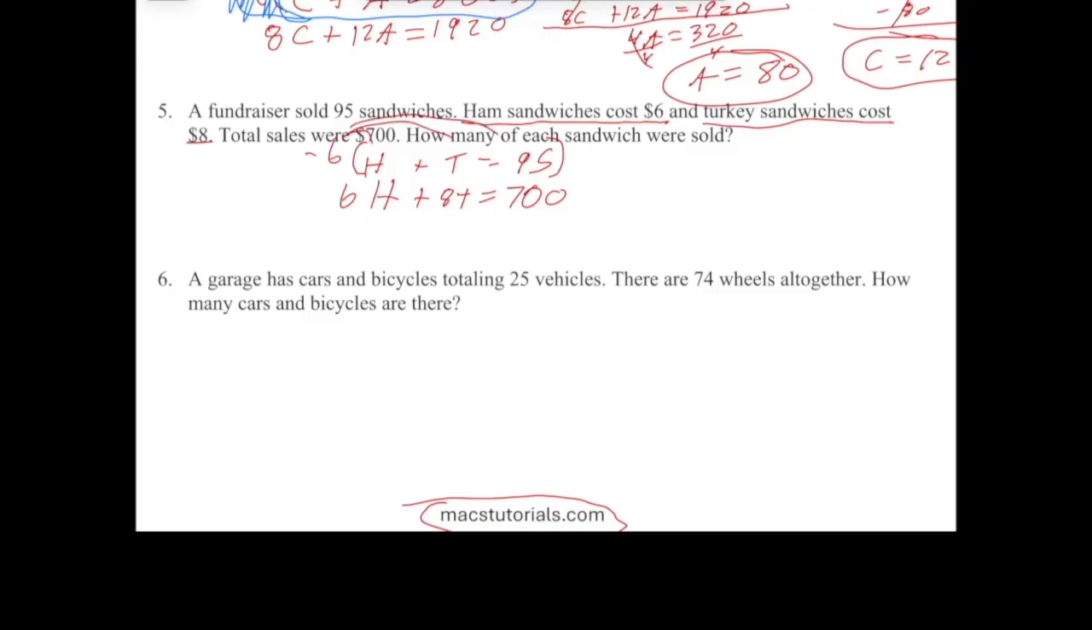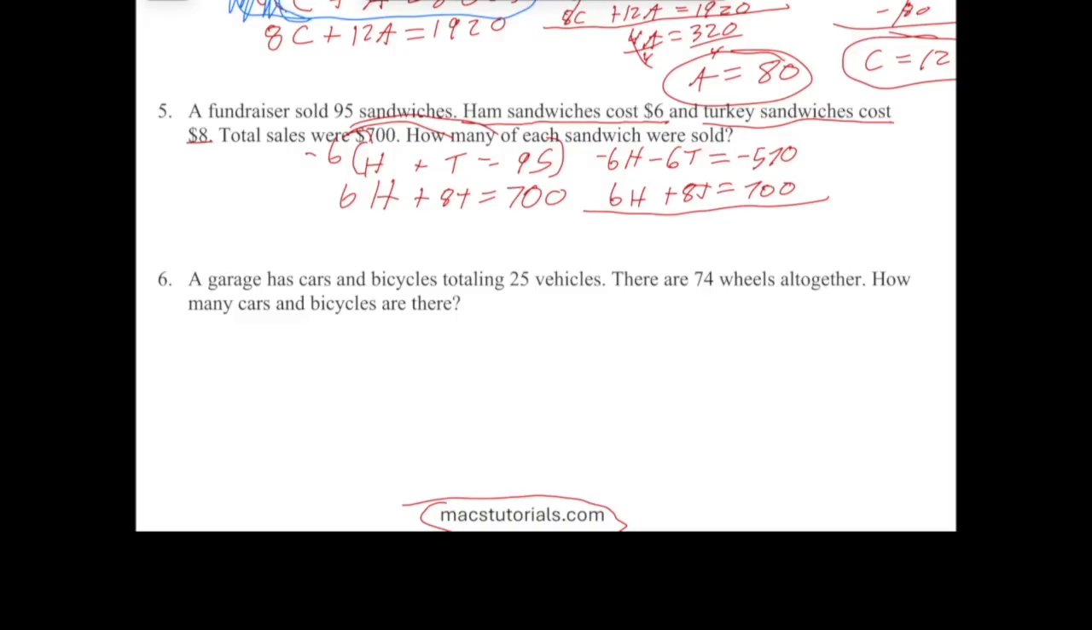That's going to give me a negative 6h minus 6t equals whatever 6 times 95 is. And I am going to use my calculator and go 6 times 95. And I'm going to find out that that's going to be a negative 570. And then I'm just going to copy everybody else. Plus 8t equals 700. Didn't do anything special there. All I did was add them up.